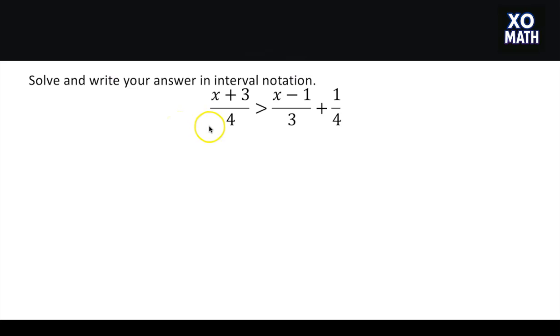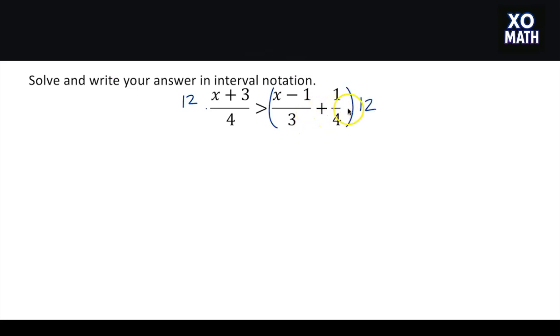Now we'll solve one more linear inequality. This one has fractions. So we have the quantity x plus 3 all over 4 is greater than the quantity x minus 1 all over 3, plus 1/4. Now I'm going to go ahead and eliminate fractions right away by multiplying both sides of the inequality by the least common denominator. Between all the denominators, 4, 3, and 4 again, the least common denominator is 12. So I'm going to multiply both sides here by 12.